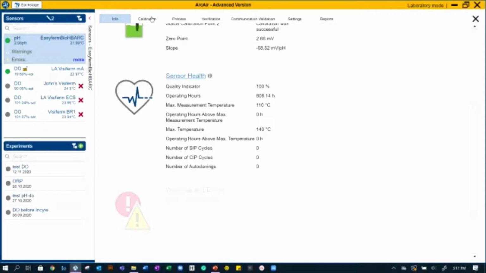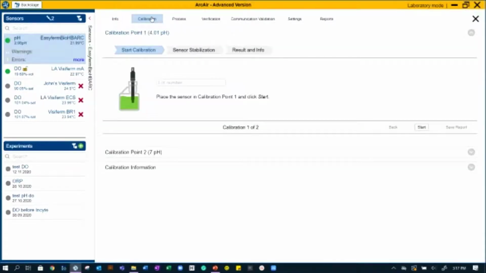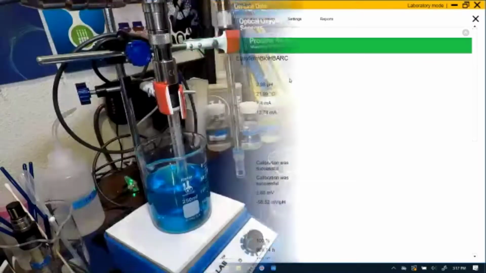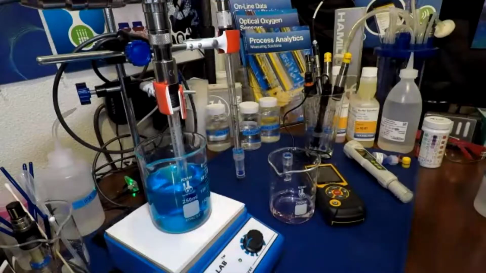The software also has a great calibration wizard, and you can put in your lots. You can actually scan with a barcode scanner if you wanted to do that as well. But that's not what we're looking at here. What we're looking at is I have a pH of 2.98, which is good because this is just vinegar in water with a hint of blue food coloring, so it showed up. So it should be very nice and acidic.